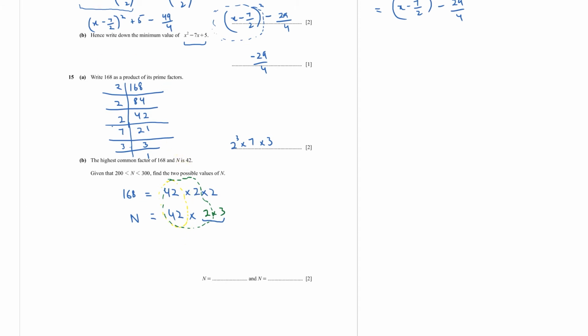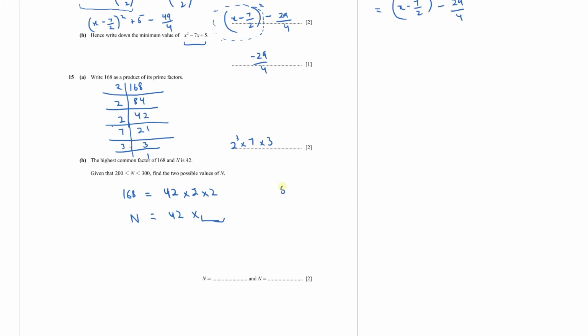So let me clear this out. Let me write this again. 42 times 2 times 2 and then 42 times some unknown number. So whatever I multiply here, I have to make sure it's not a multiple of 2. Otherwise, my highest common factor will change. But we are given that the highest common factor is 42. So 42 times 4 is 168. And we know that n is greater than 168 because it is between 200 and 300. So we are looking at some number greater than 4 that we multiply with 42 to get n.